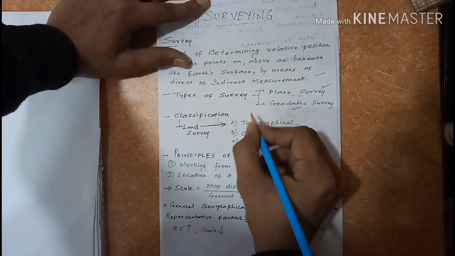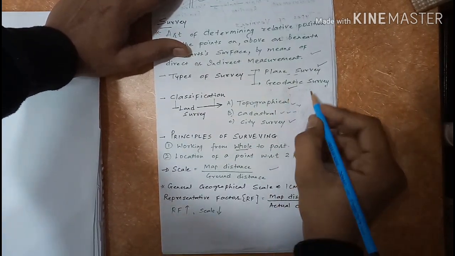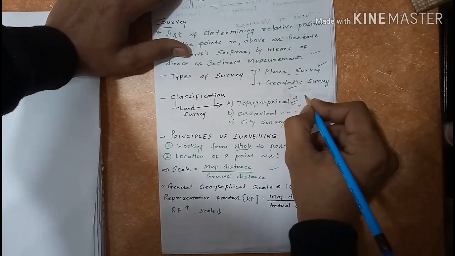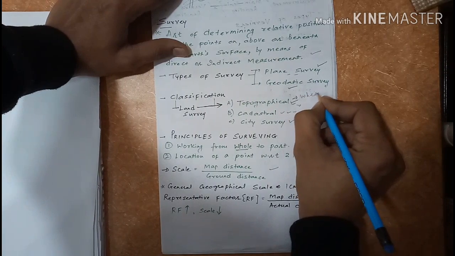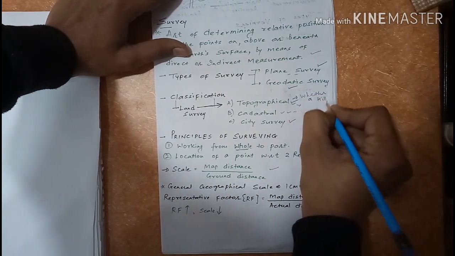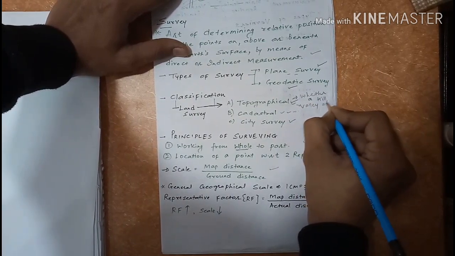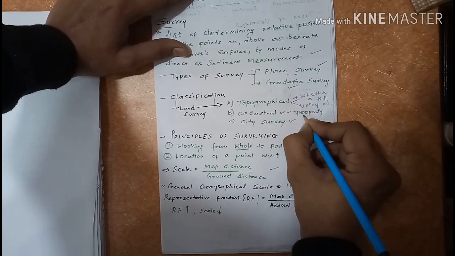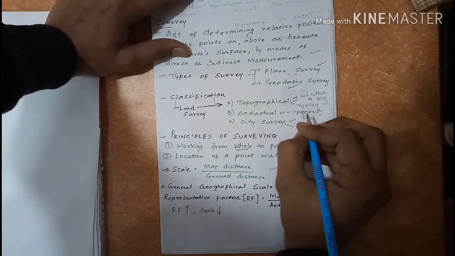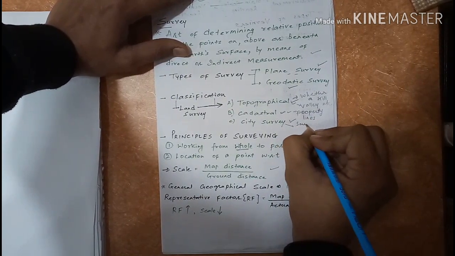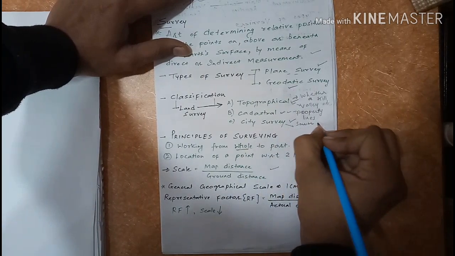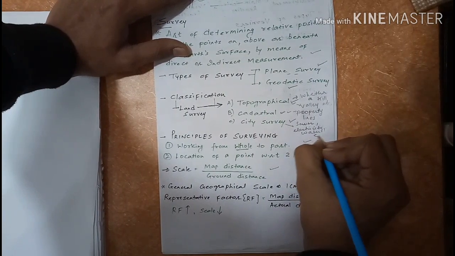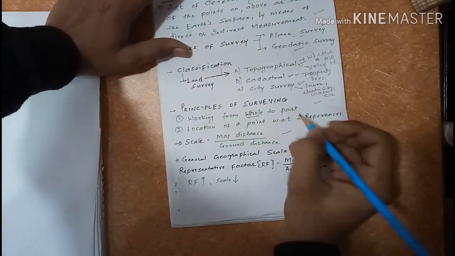Now, the land survey is divided into three parts: topographical, cadastral, and city survey. In topographical survey, the general topography of the region is studied, for example, whether it is a hill, valley, etc. In cadastral survey, property lines are studied. And in the city survey, general services in the city are studied: sewer, electricity, water, pipelines, etc.